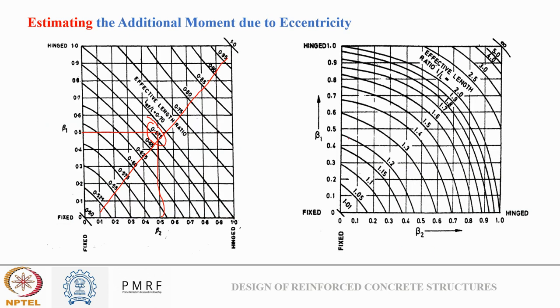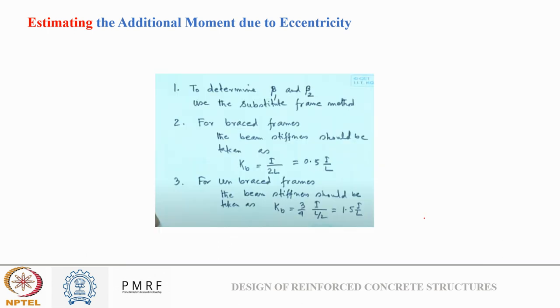And that was for columns braced against side sway. If my columns are not braced against side sway, my K value is greater than 1. So what is that value? We can calculate it using this graph, by calculating beta 1 and beta 2 and then finding the value of K. So using this, we can calculate the L effective. By determining suitable values of beta 1 and beta 2, we can calculate the L effective.